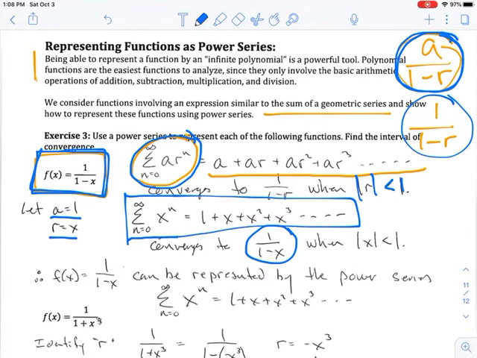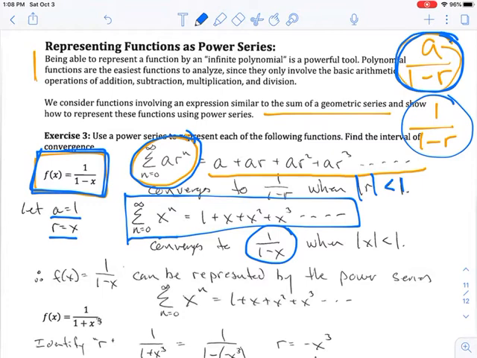Now, this might be a little bit abstract to wrap your head around as to what exactly is going on here, but the idea with these problems is that we want to make the function look like the formula for the sum of a geometric series.